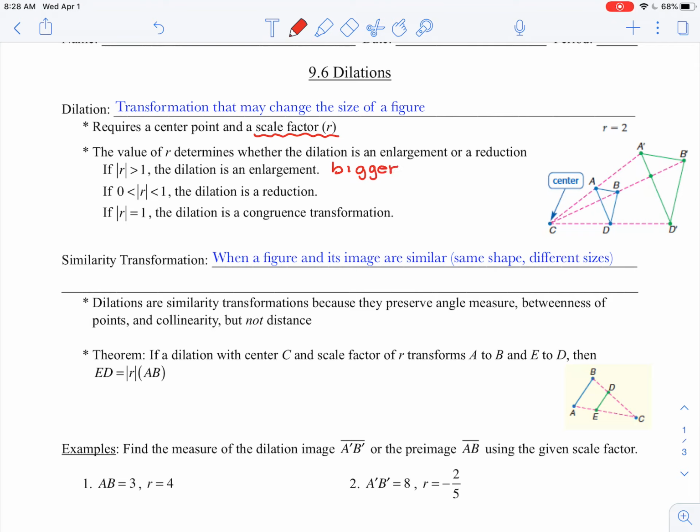If the absolute value of your scale factor is between 0 and 1, then you have a reduction, or your figure will get smaller. And in the rare case that you're doing a dilation with a scale factor that has an absolute value equal to 1, that's where your dilation would actually be the same size.